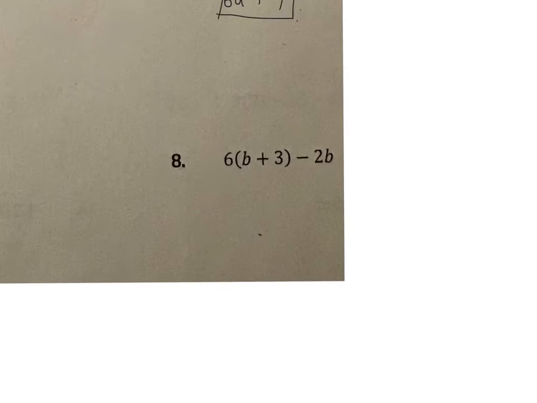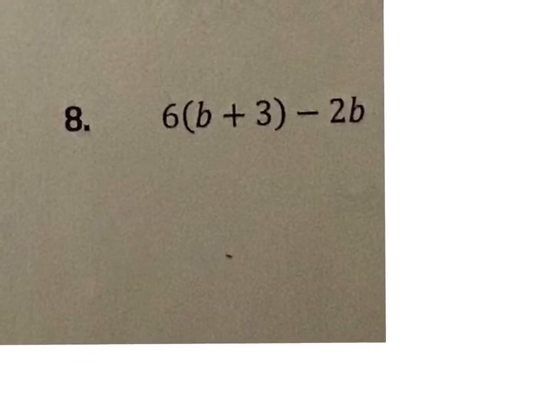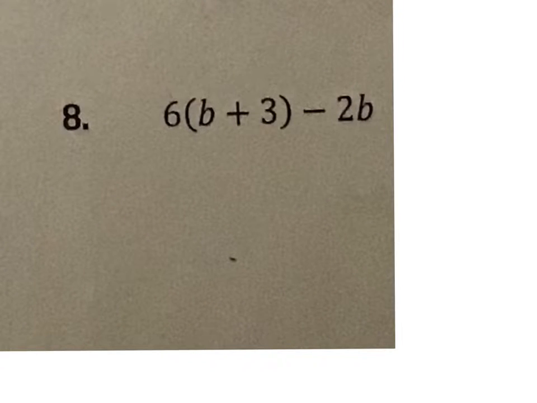Look at, we're doing this fast. This is only taking us 6 minutes. All right, here we go. 6, oh, I can't see that. I'm going to do this in yellow. 6 times b is 6b.